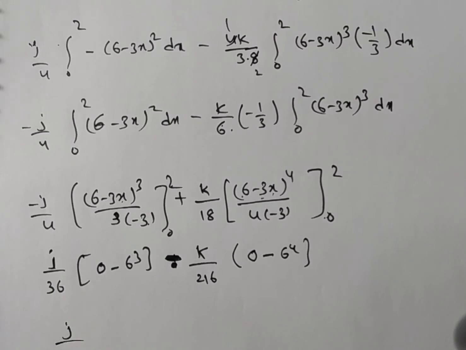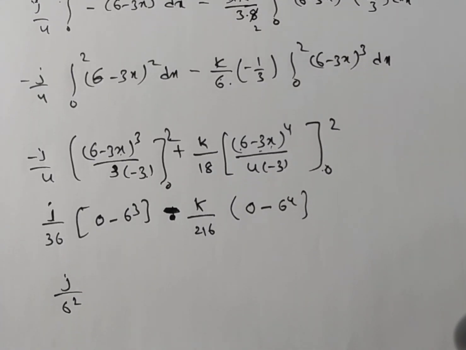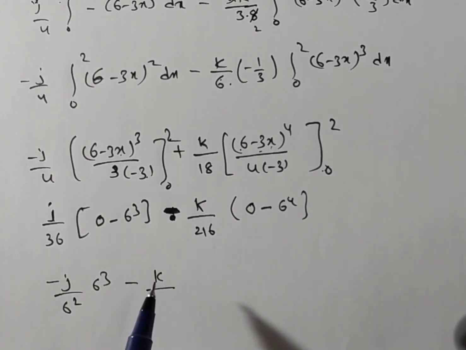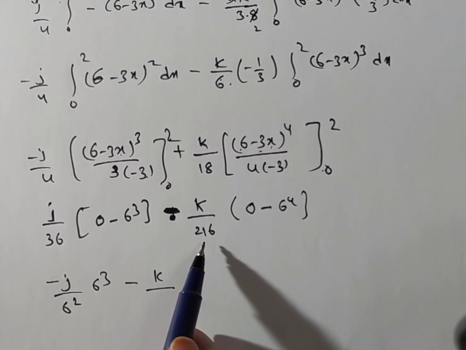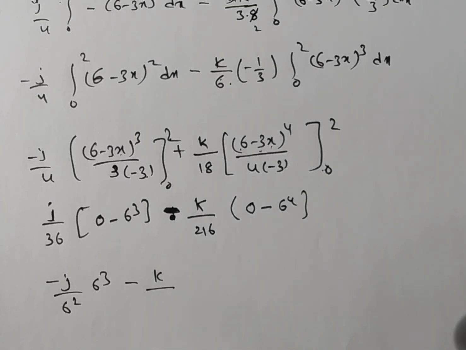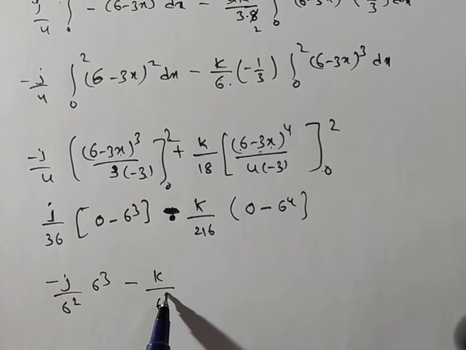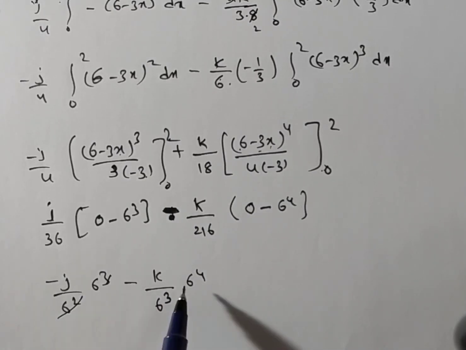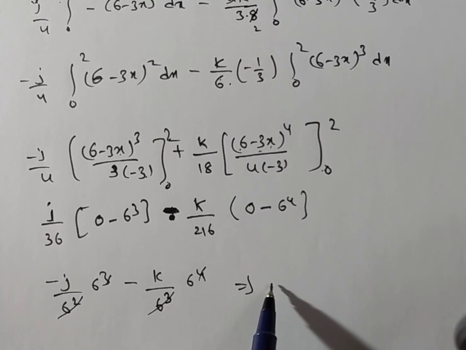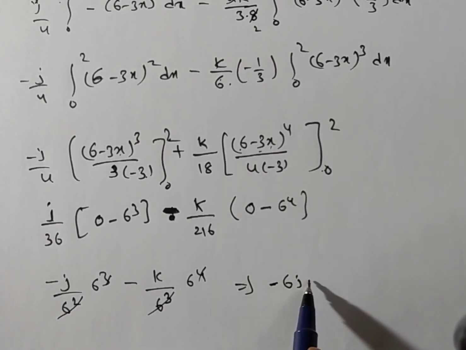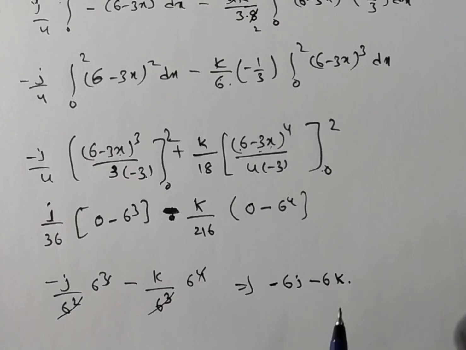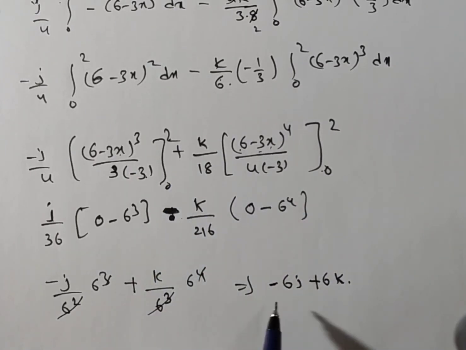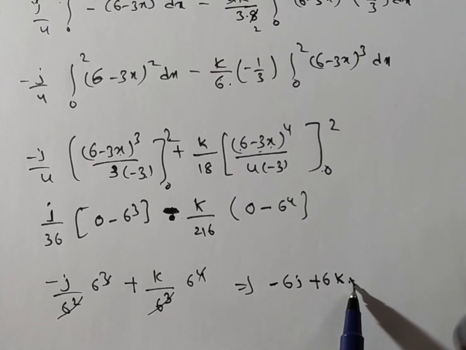You see friends, this is 6 square minus j by 6 square, minus is there into 6 cube, minus k by, what is 216? You can also write 216 as 6 cube into 6 to the power of 4. So here this one getting cancelled and this one getting cancelled. Then you will have minus 6j minus 6k. Here you have minus sign, minus into minus plus. So this will be plus. So this is minus 6j plus minus 6k is the answer.